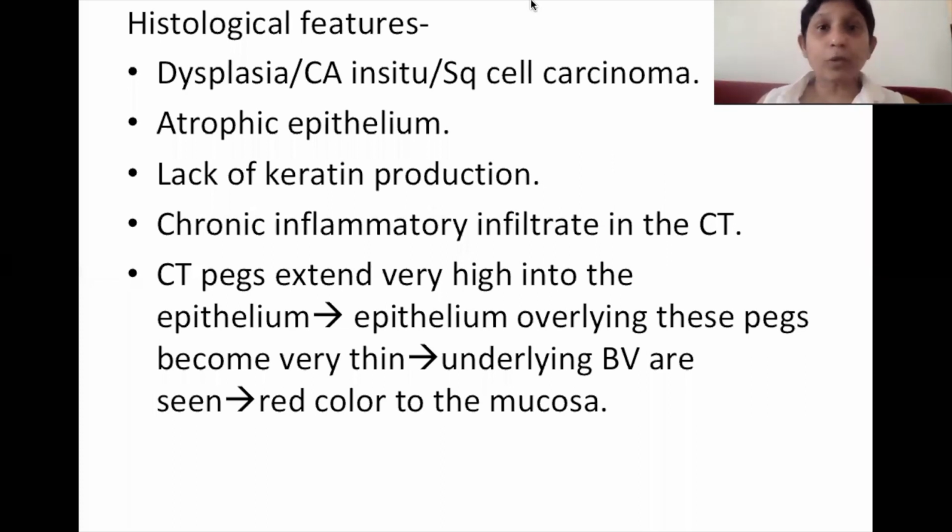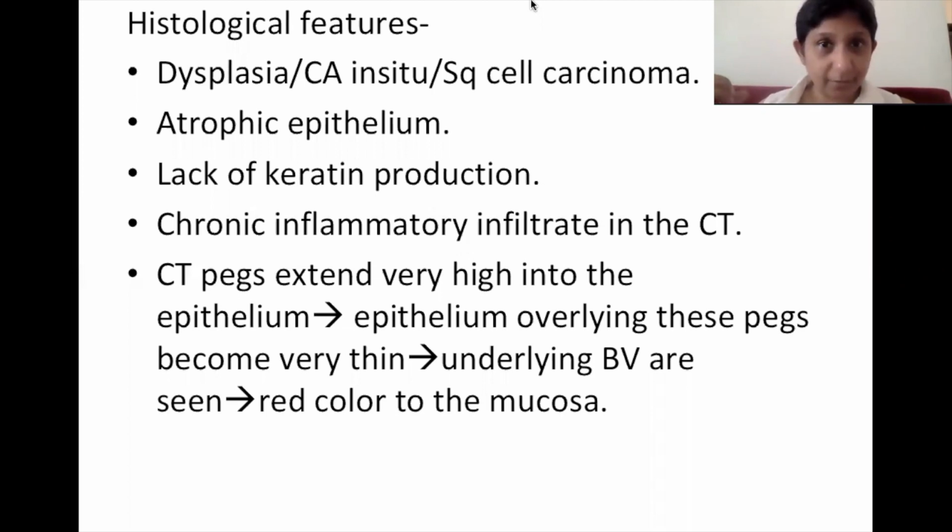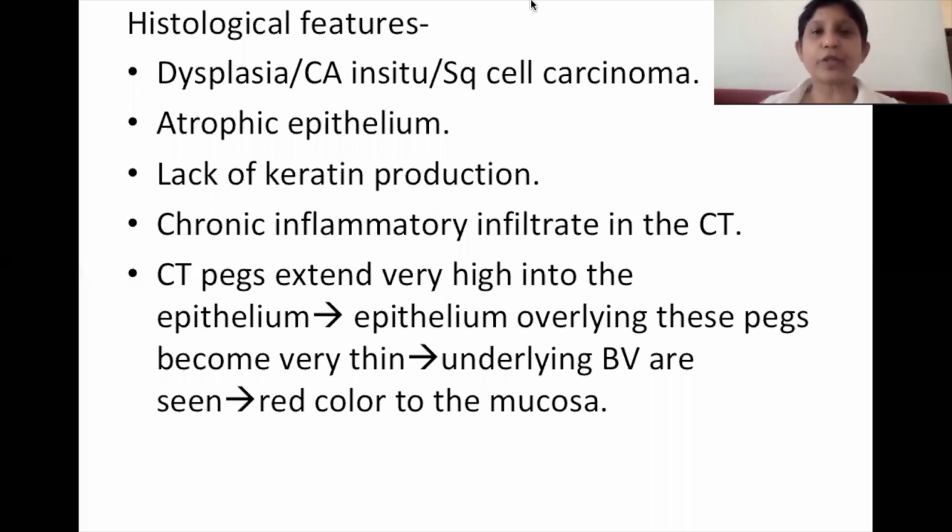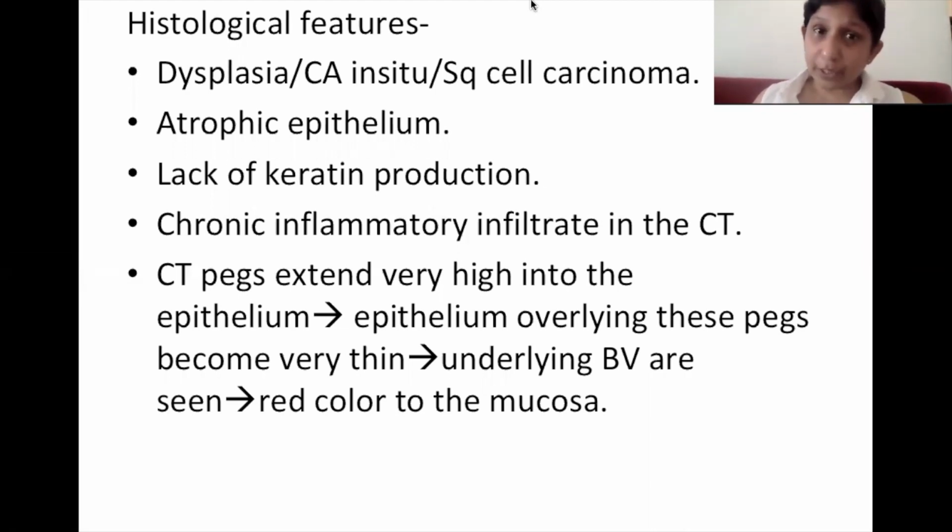Now, second, you will find an atrophic epithelium. What do you mean by atrophy? Thinning down of epithelium is called atrophy. So when there is a thin epithelium, the distance that the red light of the RBCs will take to travel to your naked eye is much lesser, as a result of which you will find a red lesion. Or it can even be due to lack of keratin production. That means if keratin is produced, it can be a white lesion. But if there is no keratin, that is another reason for the lesion to be red in color.